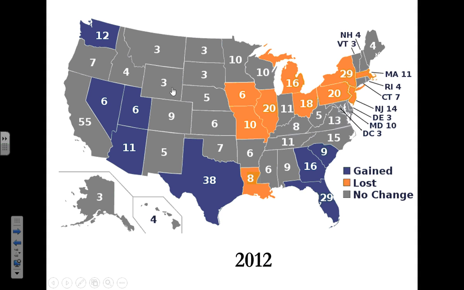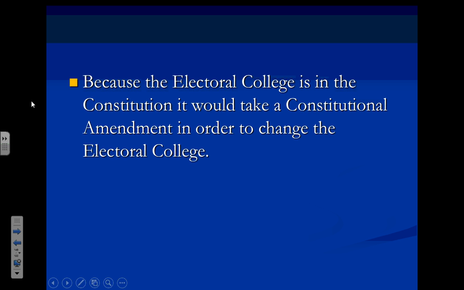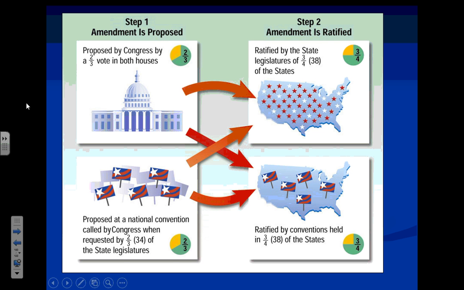Look at these states. Now remember I said the small states have more say than they should? Well, there's a number of small states. If you have 3 or 4 or 5 electoral votes, you're really a small state, and you're probably benefiting from the fact that we have an Electoral College system. Well, the Constitution says that in order to change anything in it, you need a constitutional amendment. The Electoral College is in the Constitution, so it would take a constitutional amendment to get rid of the Electoral College. How does that work?